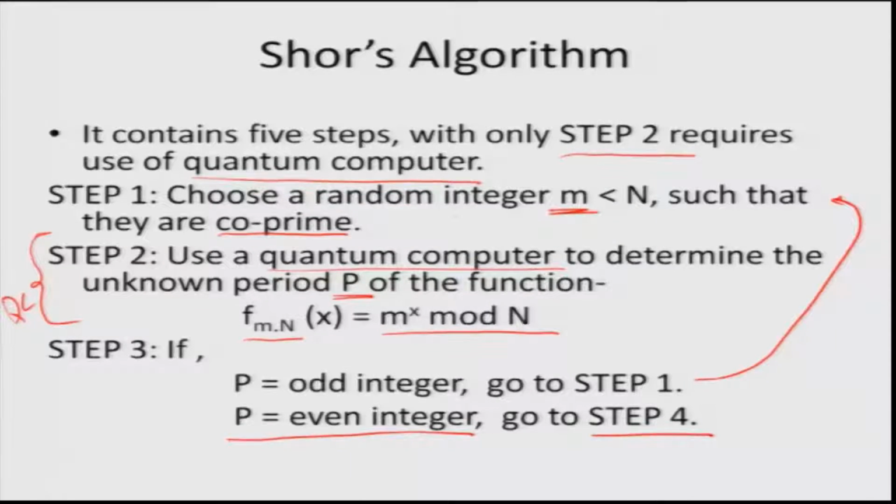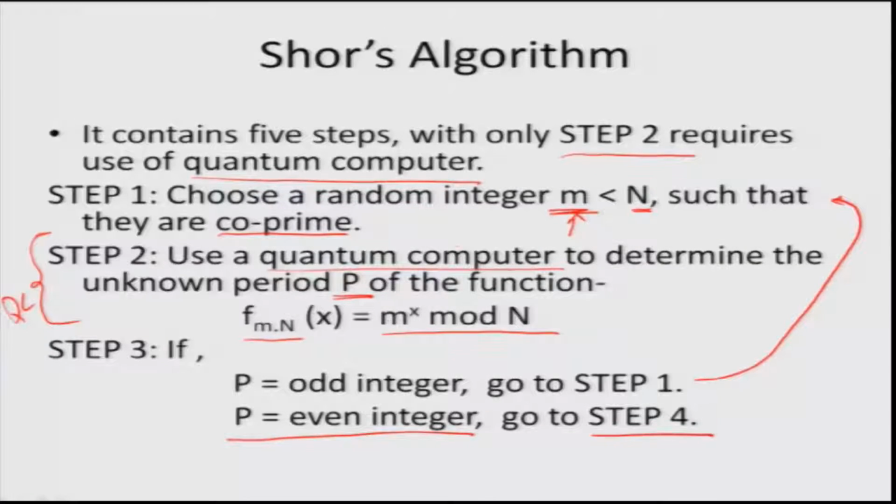So, the first step is the random integer finding, which is going to be less than n, such that they are co-prime. So, given a number n that we want to factorize, we are going to choose an integer m which is less than the number that we are going to factorize, such that they are co-prime. That is the first step. Now, this can be classical. However, the point to note is that this part would also mean that we are restricting ourselves on the qubit space that we are going to use for quantum computing. So, that is why we want to keep as many qubits as available to us.